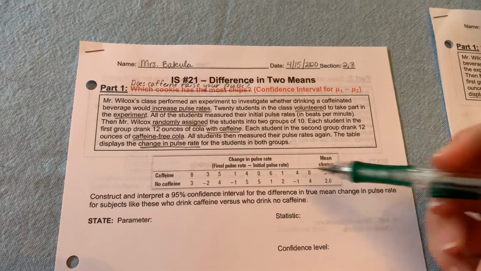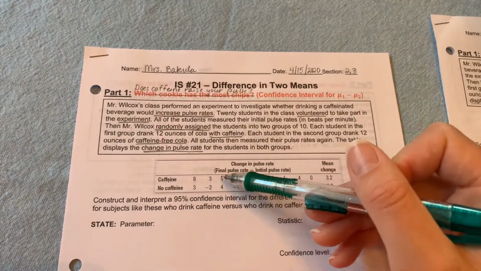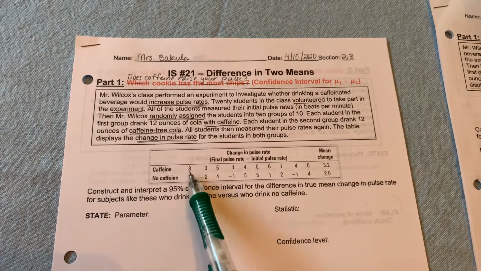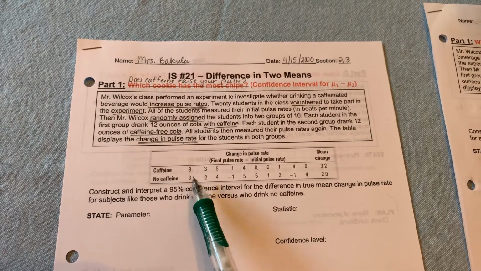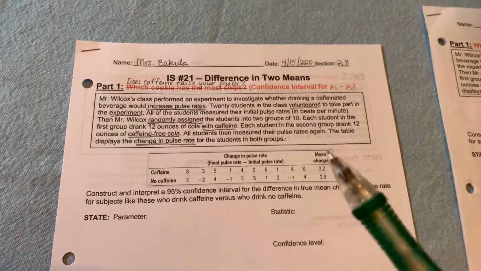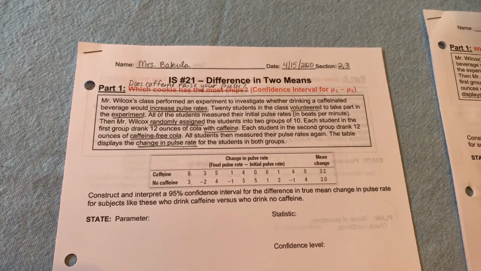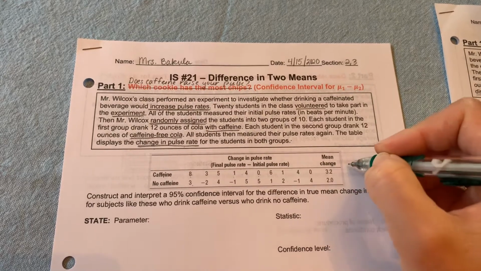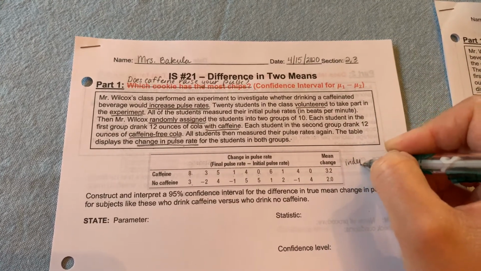So notice even though they're kind of stacked on top of each other, these values are not paired together. This student has nothing to do with this student, okay? So these are independent random samples. I shouldn't say independent random samples. They are independent groups, okay? Independent of each other.